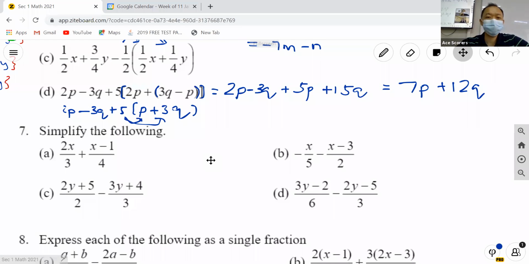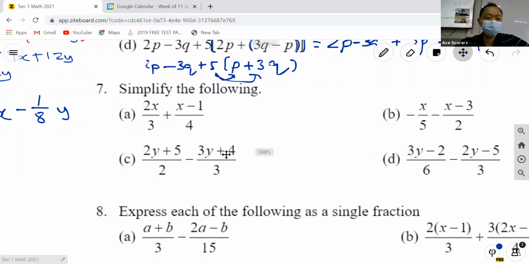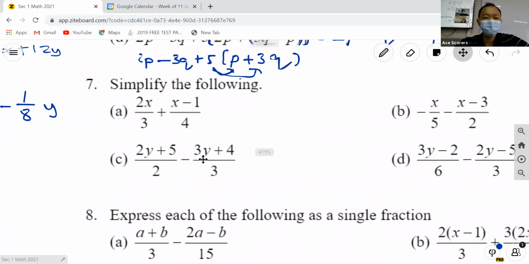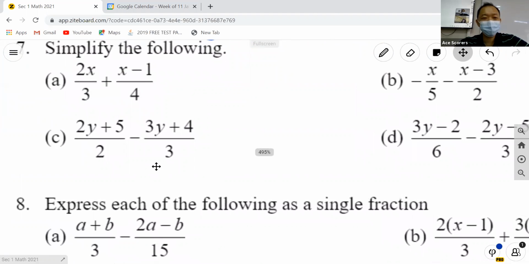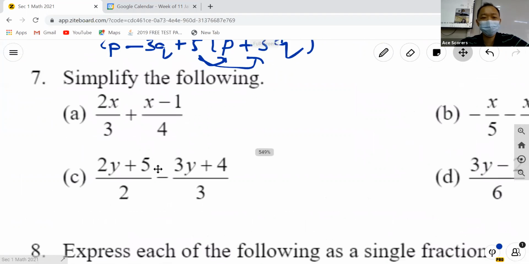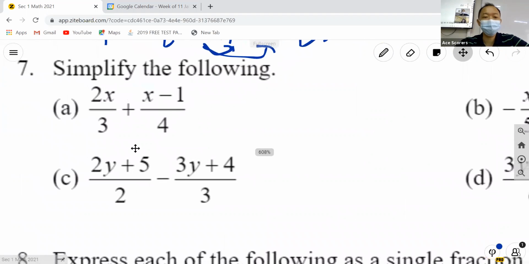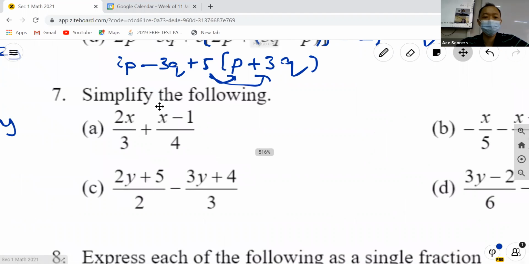Okay. Are we ready to go to the next level? Yes. Very good. Okay, so what's the next level of algebraic operation? It's fractions. Okay, algebraic fractions.